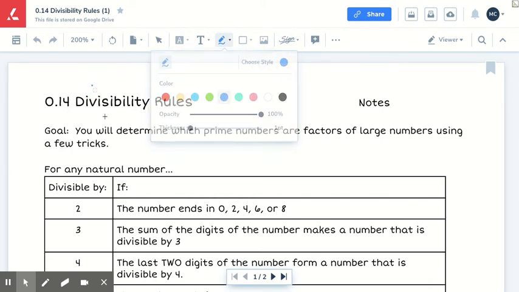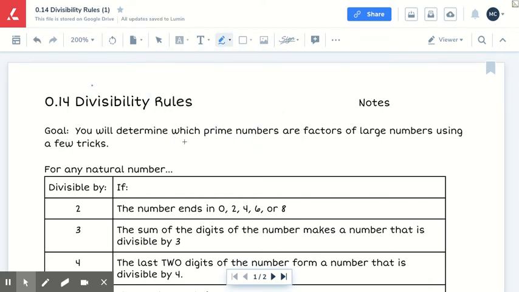Hey, today we're looking at divisibility rules. Our goal is to determine which prime numbers are factors of large numbers using a few tricks. So here are the tricks.